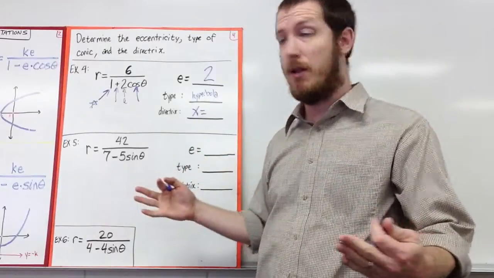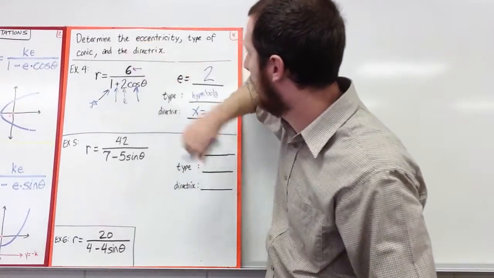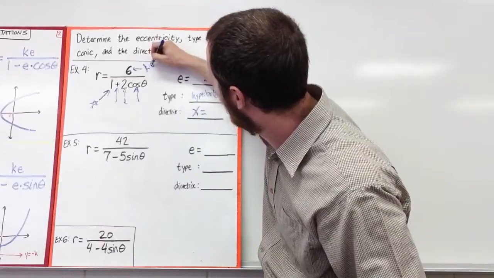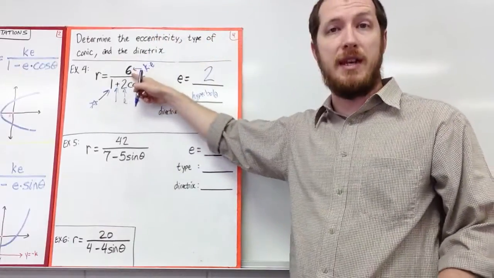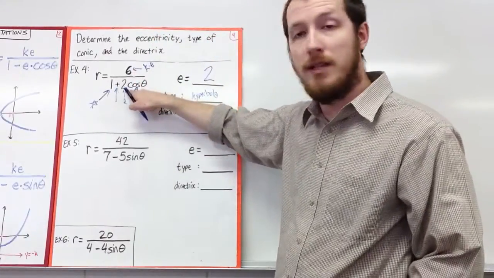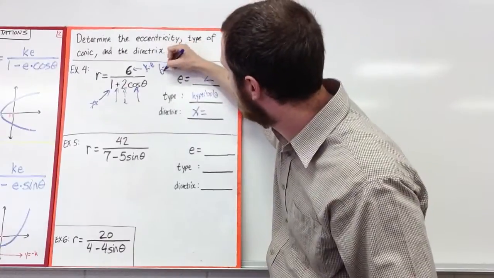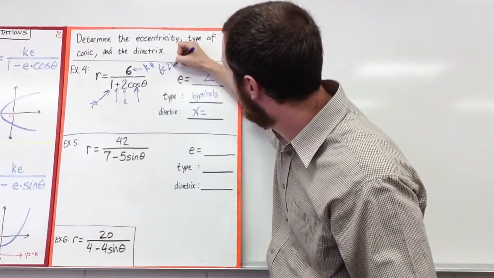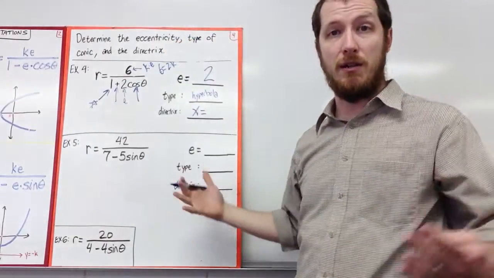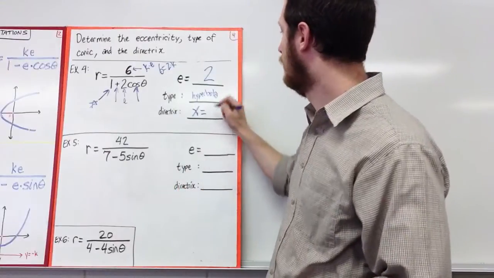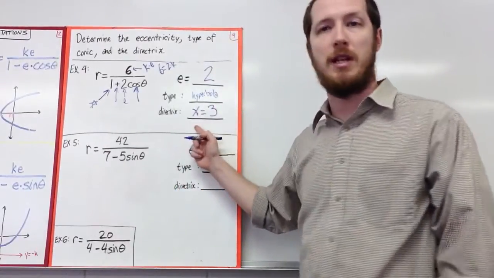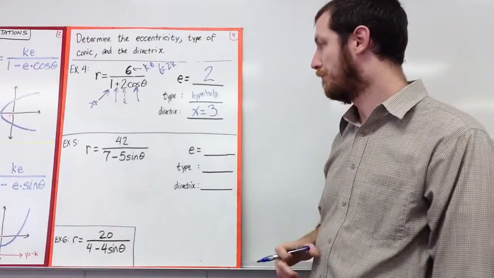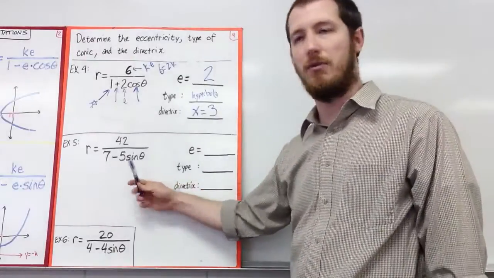To find out what our k value is, we look at our top. Remember, this is k times e. I know my e is 2, so if I set 6 equal to 2 times k, that means our k has to be 3. So x equals 3 is our directrix. Okay, let's look at another example real quick.